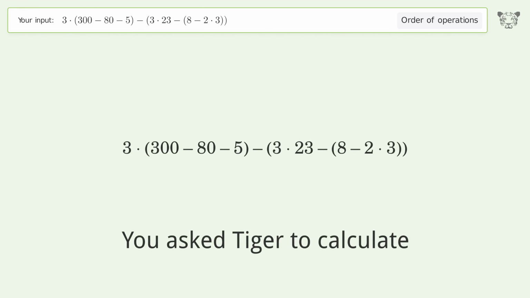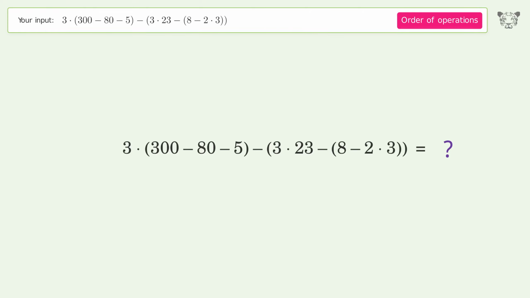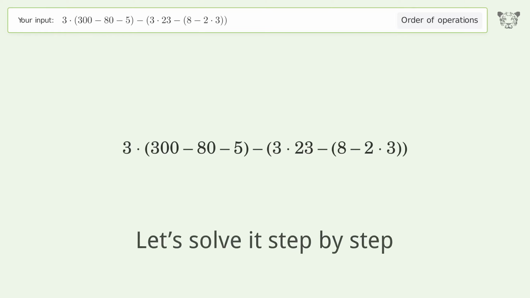You ask Tiger to calculate. This deals with the order of operations. The final result is 578. Let's solve it step by step.